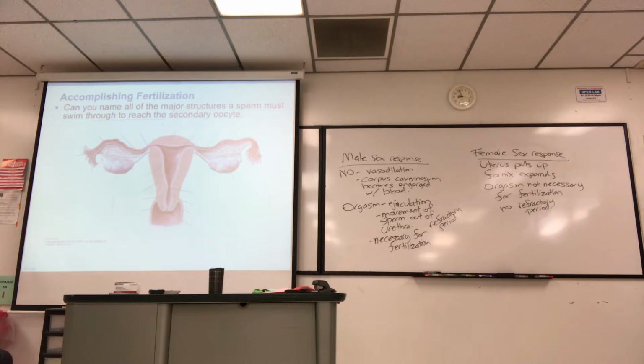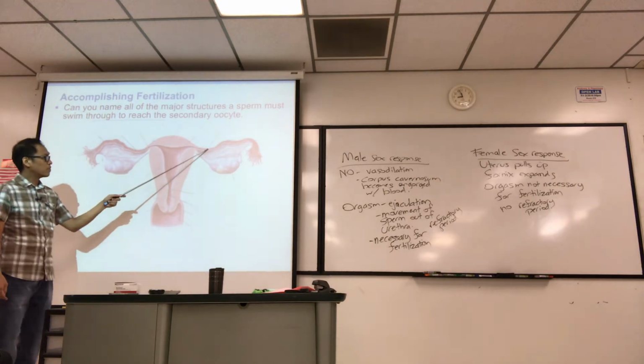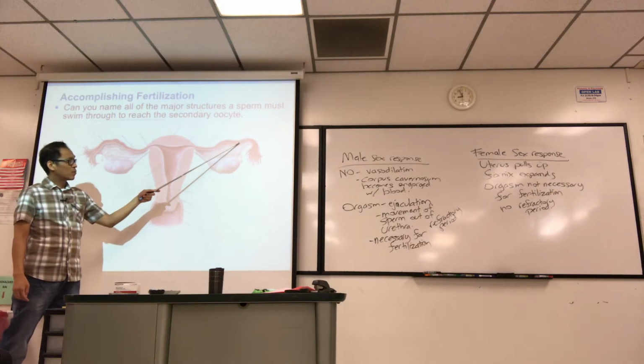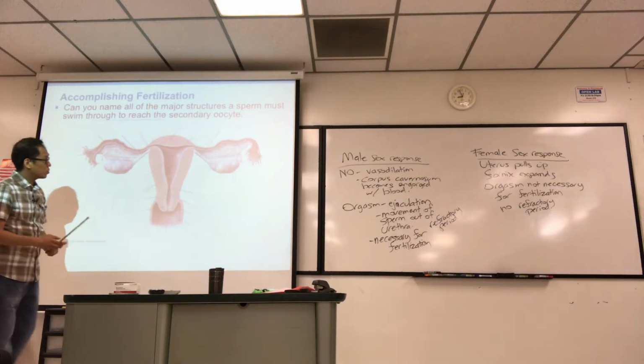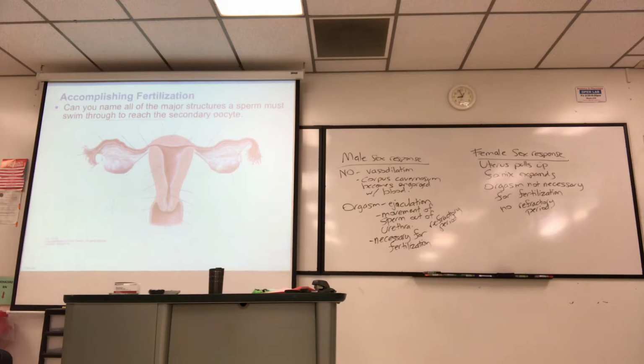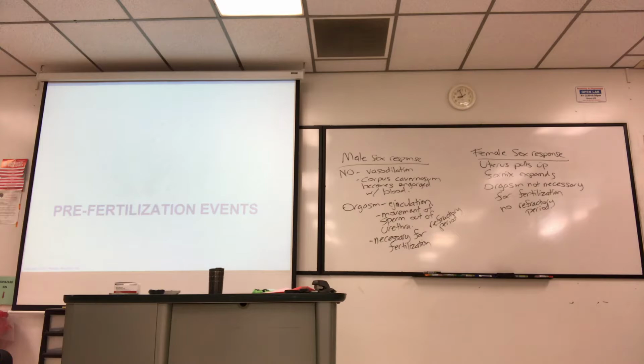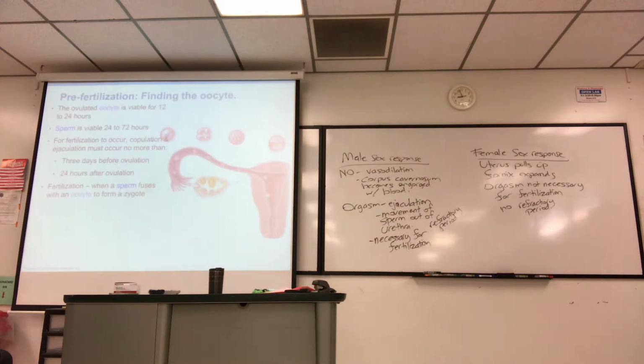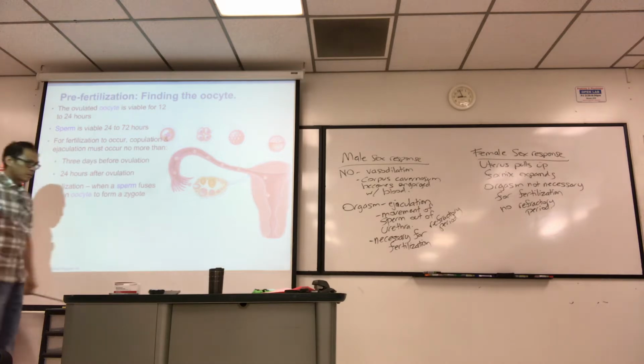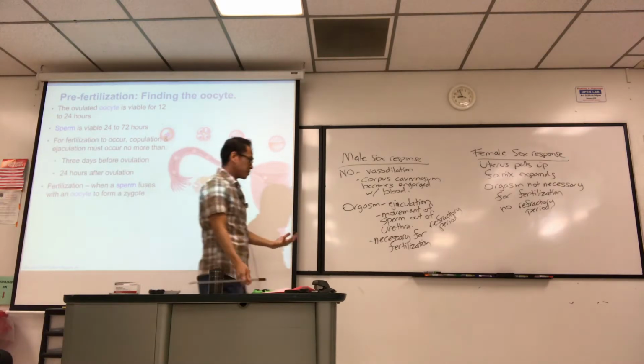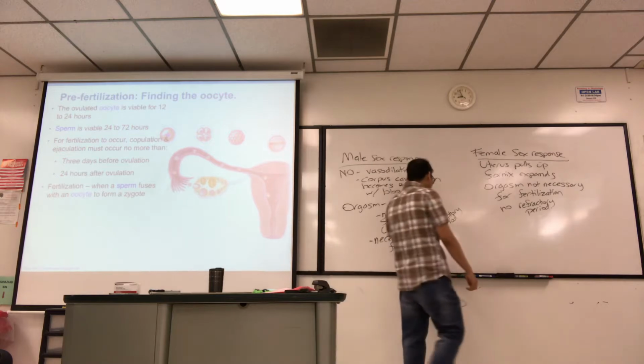To accomplish fertilization, sperm must swim through all of these structures: the external os, the cervical canal, the internal os, the uterine cavity, swim through all the parts of the uterine tube and fertilize somewhere around here. The ampulla of the uterine tube is the typical site for fertilization, which I've talked about before. Now there are some pre-fertilization events that we talk about. First of all, ovulation. That is necessary for fertilization. That must happen prior to it.